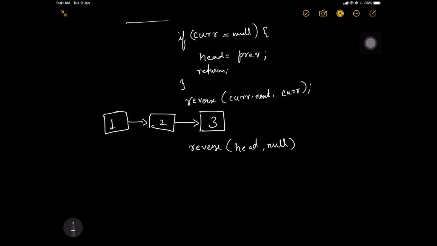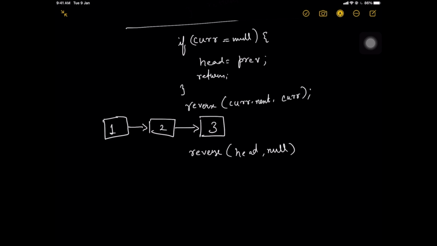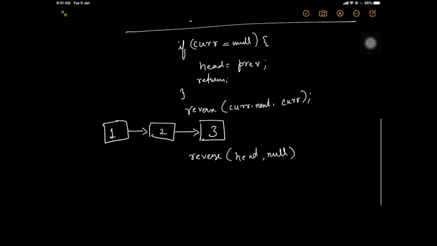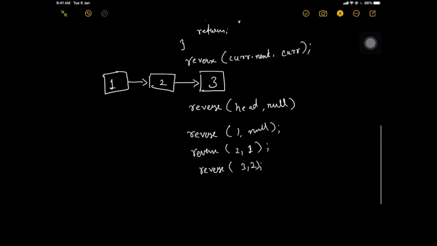Okay, so now we start with this. In the function we have current equal to null, which is not the case. So it will not go inside the if condition, it will call this reverse. So reverse gets called with 1 comma null. Then the if condition is not true, reverse gets called with 2 comma 1. Then reverse gets called with 3 comma 2, and then reverse gets called with null comma 3. Now we reach the if condition.